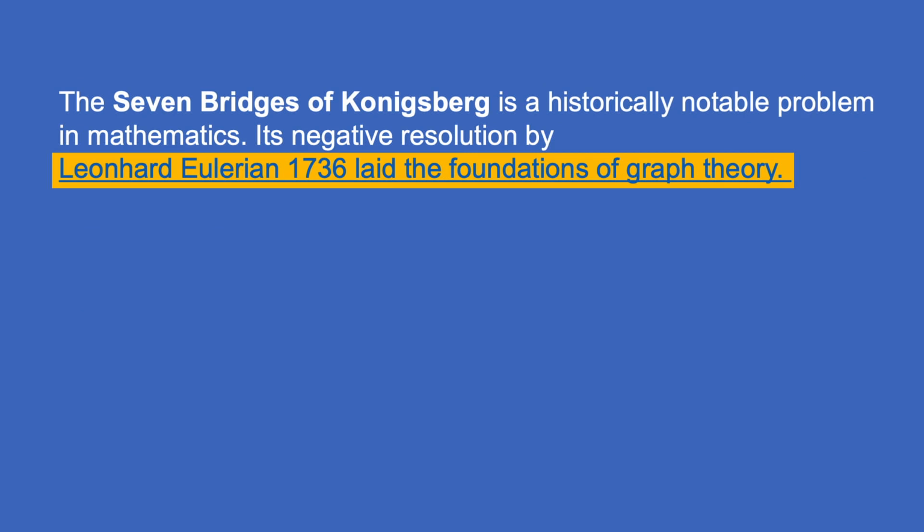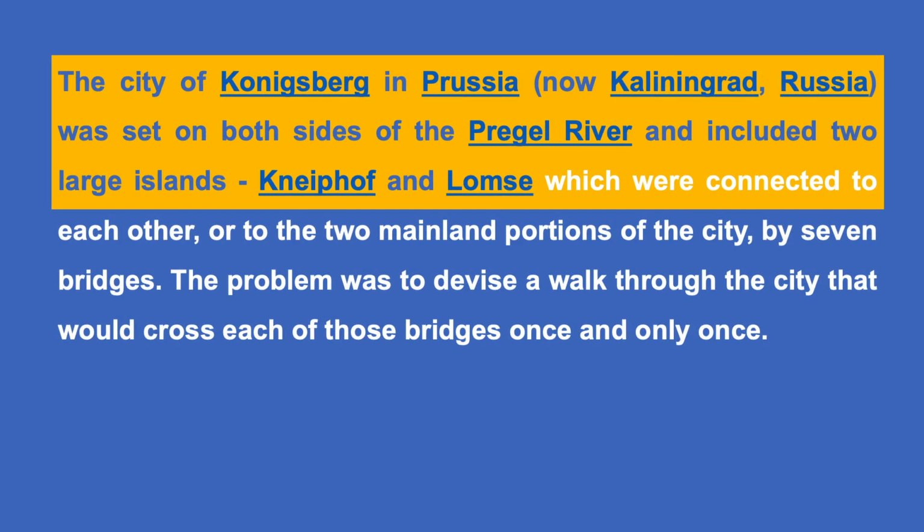The 7 bridges of Königsberg is a historically notable problem in mathematics. Its negative resolution by Leonhard Euler in 1736 laid the foundations of graph theory. The city of Königsberg in Prussia was set on both sides of the Pregel River and included 2 large islands, Kneiphof and Lomse, which were connected to each other or to the 2 mainland portions of the city by 7 bridges. The problem was to devise a walk through the city that would cross each of those bridges once and only once.